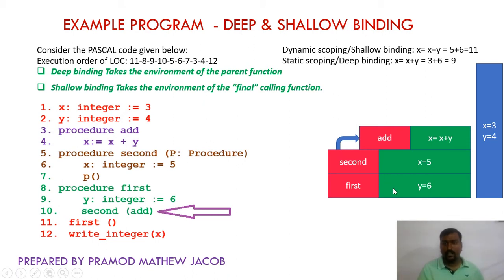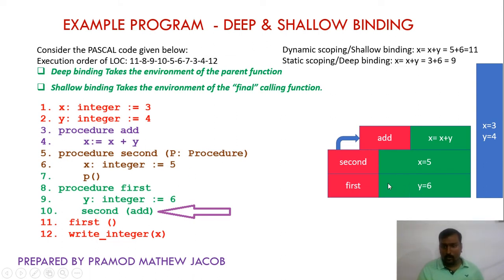For example, if we have a local redeclaration of x equal to 1 here, then in deep binding the value will be 1 plus 6, which is equal to 7. So the concept is, in deep binding we will take the environment of the parent function. Here the parent function is first, because the first is the first function executed. From the first we are calling all the other subroutine calls.